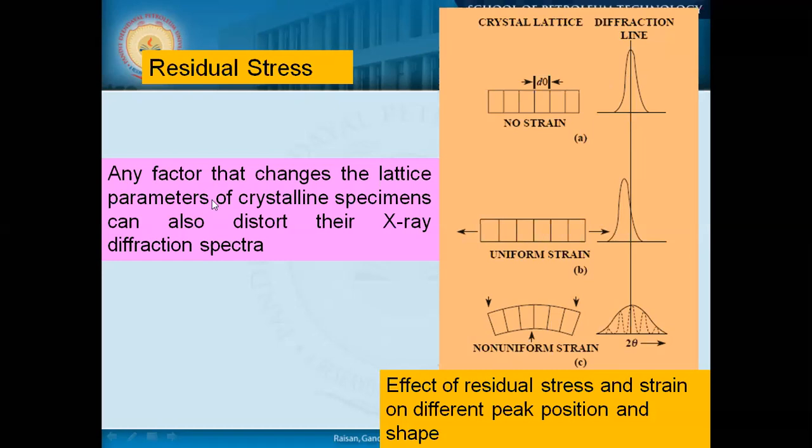So any factor that changes the lattice parameter of crystalline specimens can also distort their X-ray diffraction pattern. Okay, so this is due to the residual stress which is still in the crystal structure, so that can change your XRD pattern also.